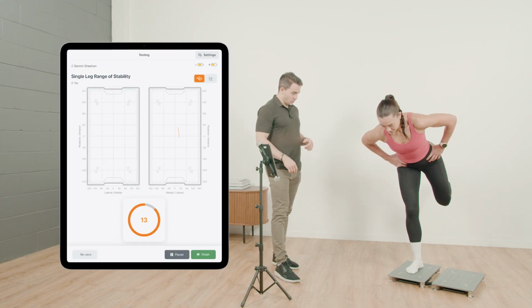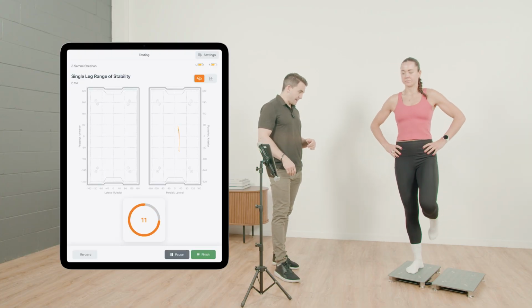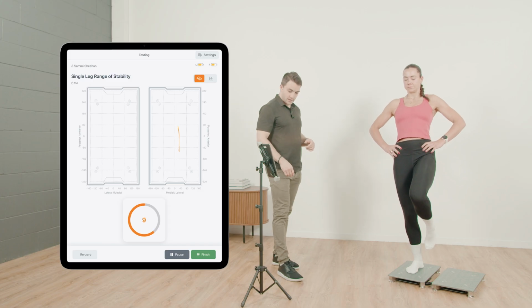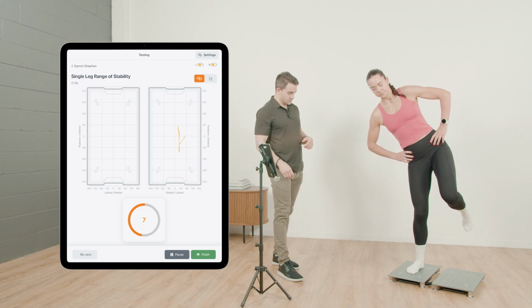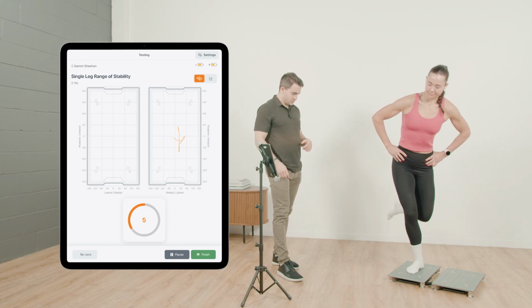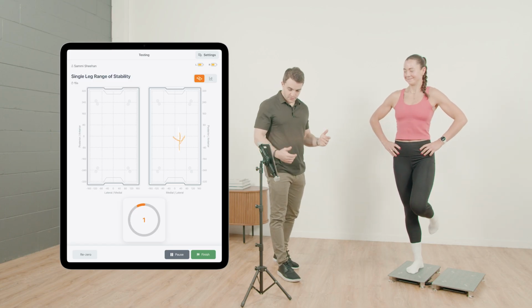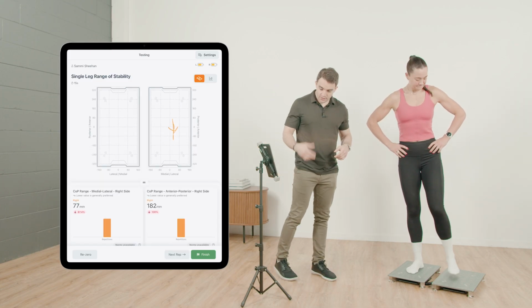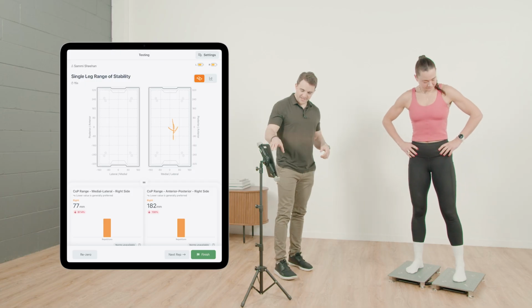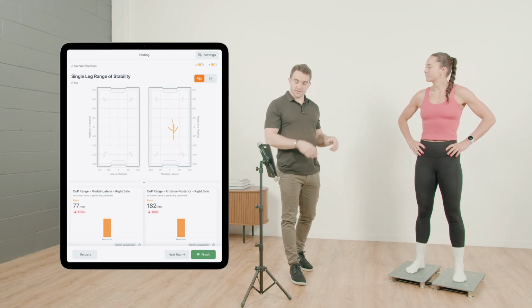Nice. Shifting forward, then back. Good. And side to side. Perfect. Awesome, and that's your 15 seconds. Go ahead and relax. We're going to do the same thing on the other side. And we can see the data here. We'll discuss it when we compare it to the injured side.